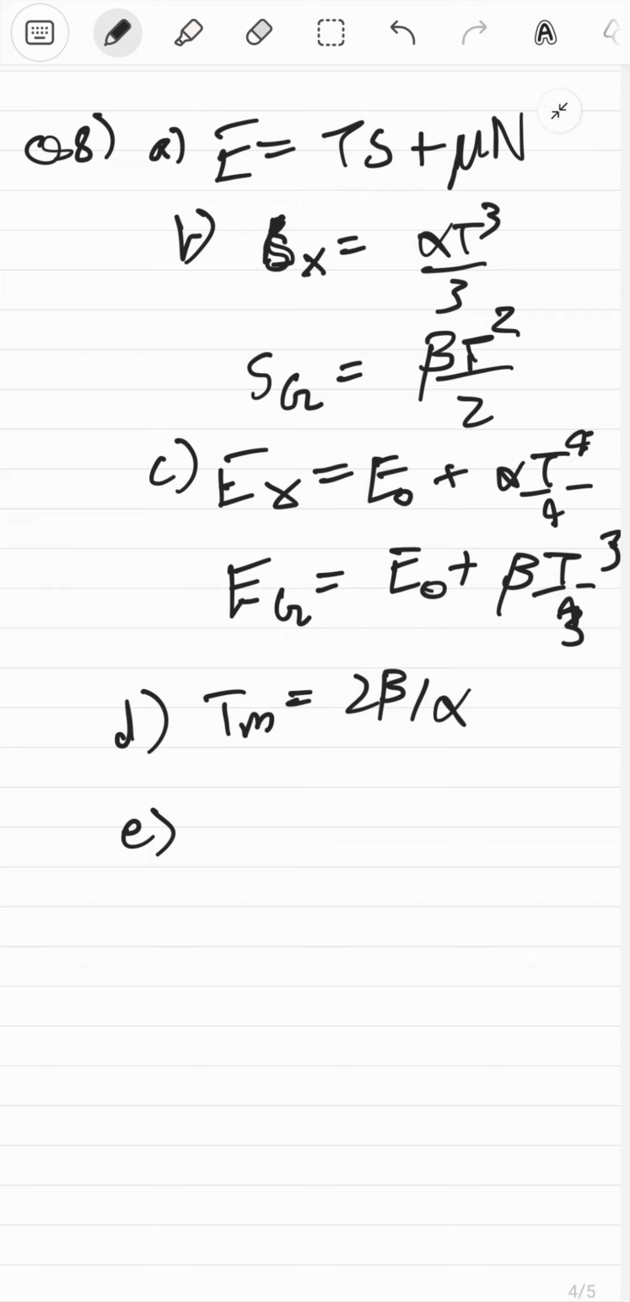Compute the latent heat L in terms of alpha and beta. Releases heat L.